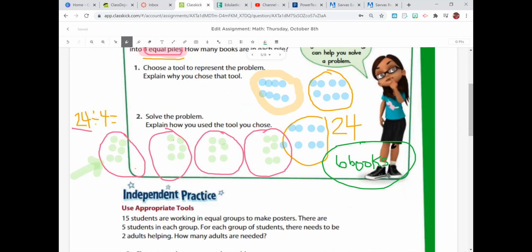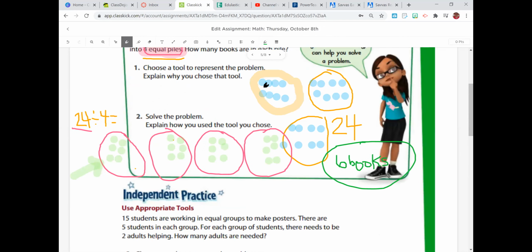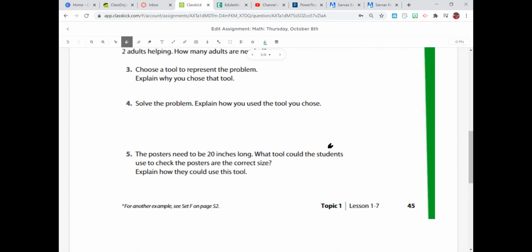Go ahead and make sure that you have that on your screen. And there is one more problem for you to try out on your own. It would be best for you to use ClassKick for this instead of doing it on your paper, but if you have colored markers or would like to use X's or stars instead of certain colors, you can also do that.